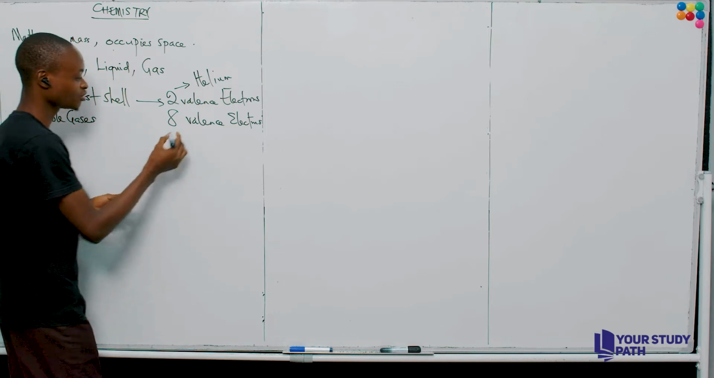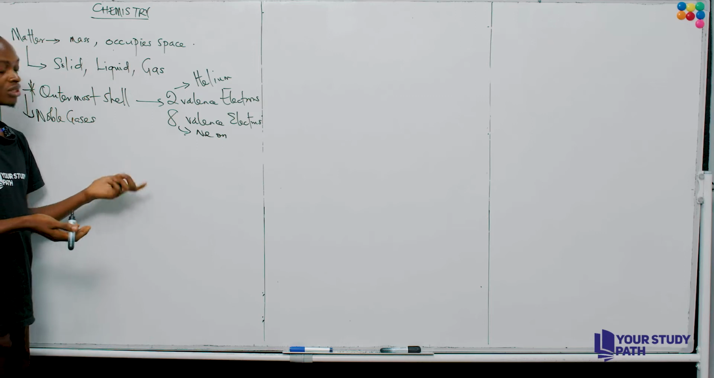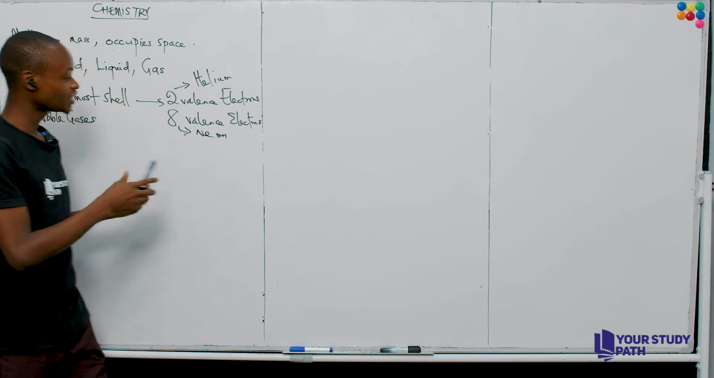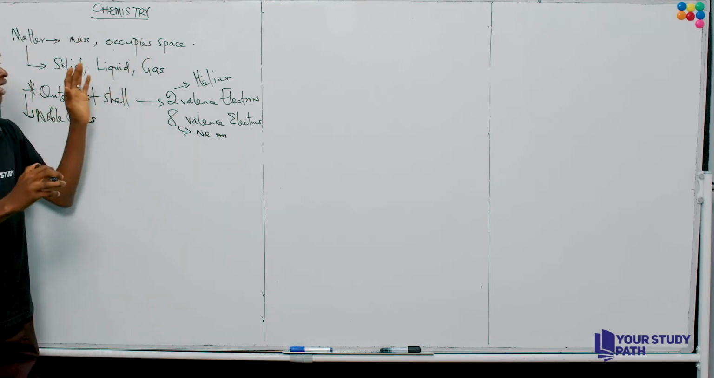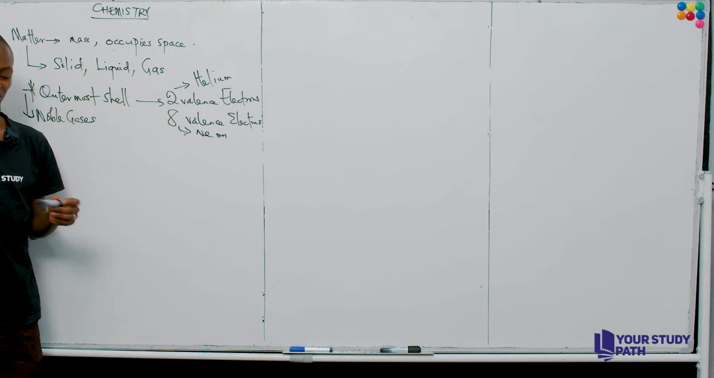And of course, we'll be talking about neon, and so on and so forth. All of these have 8 valence electrons as we proceed down the periodic table.